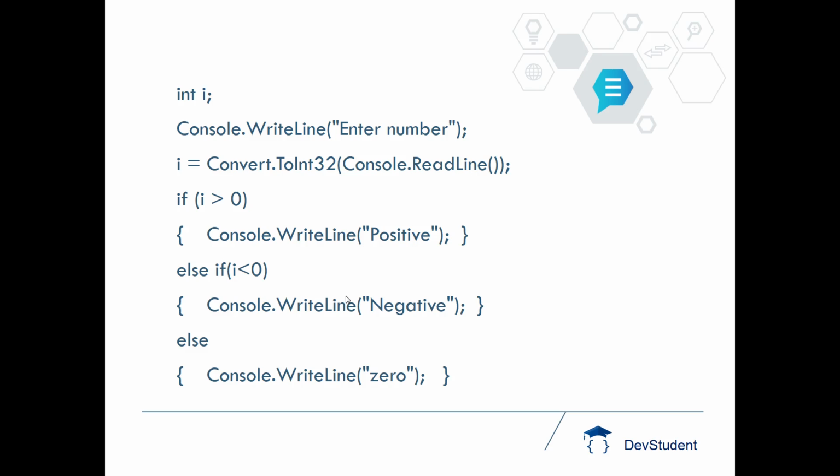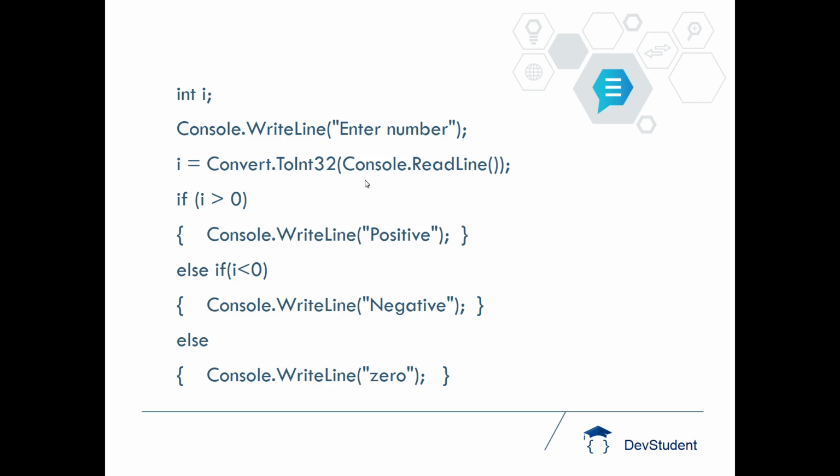Now I'm going to check it with if and else if conditions. If the number is greater than 0, the first condition will be satisfied, then it is going to print positive. If he has entered a number which is not greater than 0, then it will go to the next condition. If it is less than 0, that means it is a negative number, it will print negative.